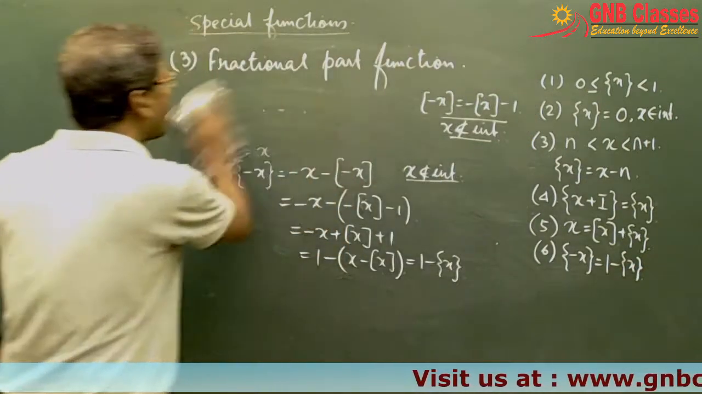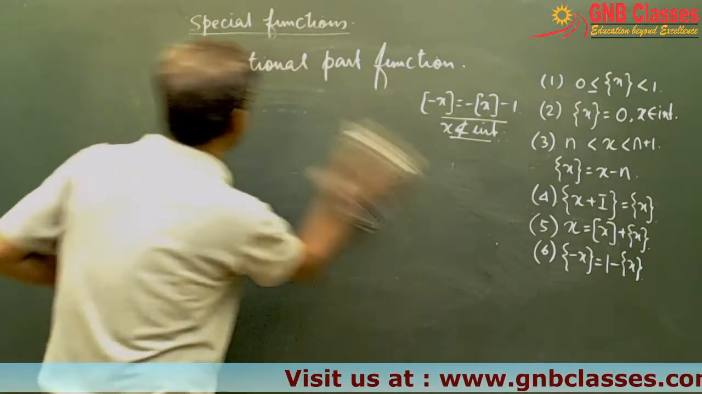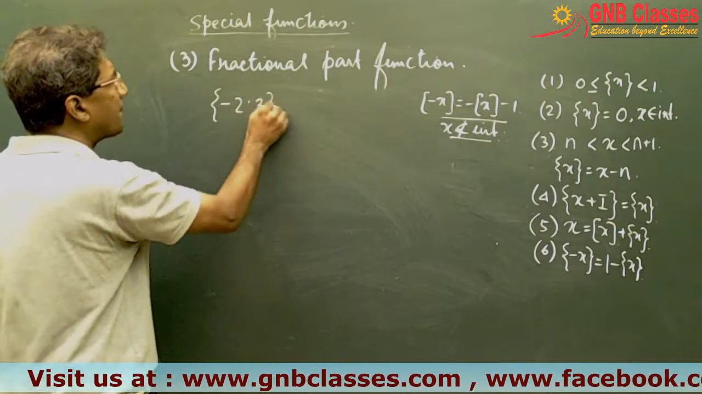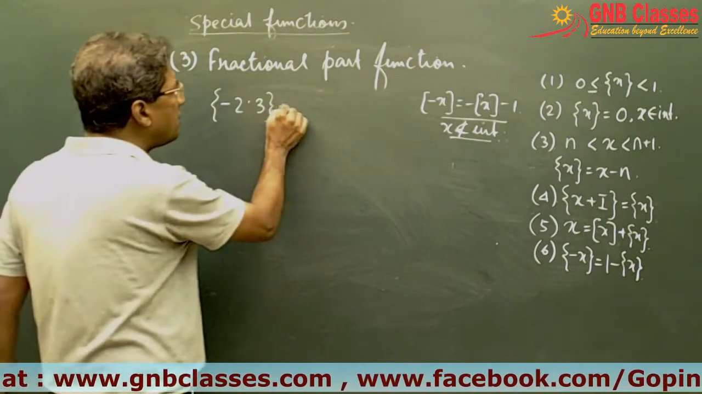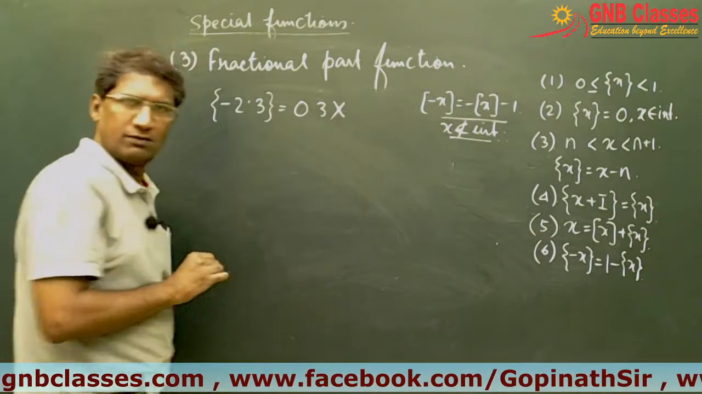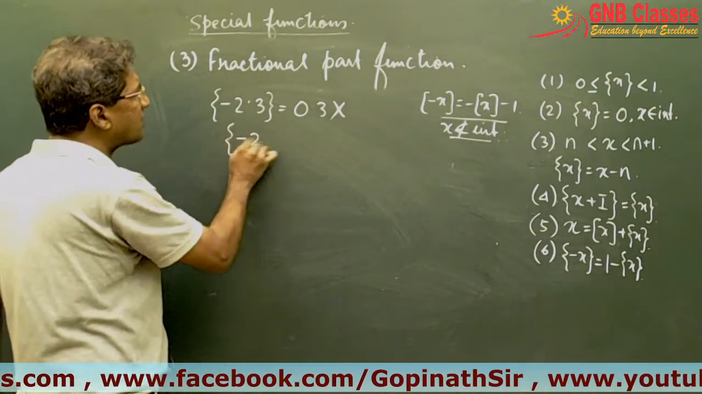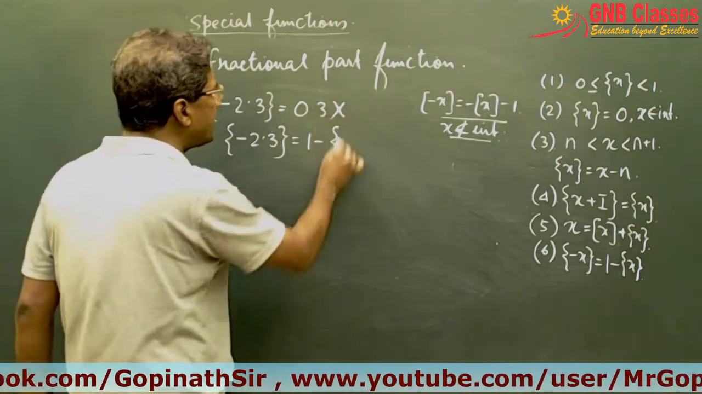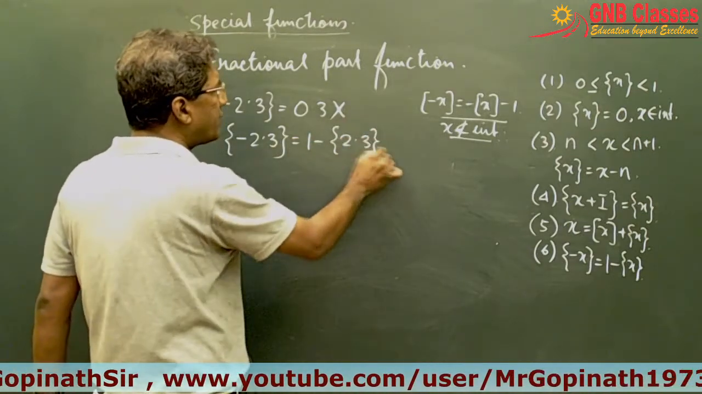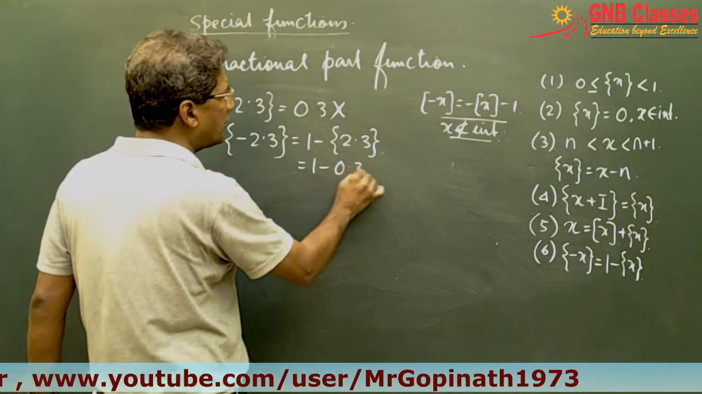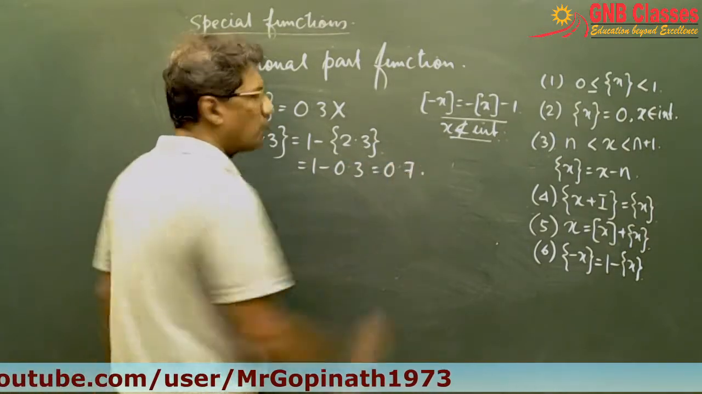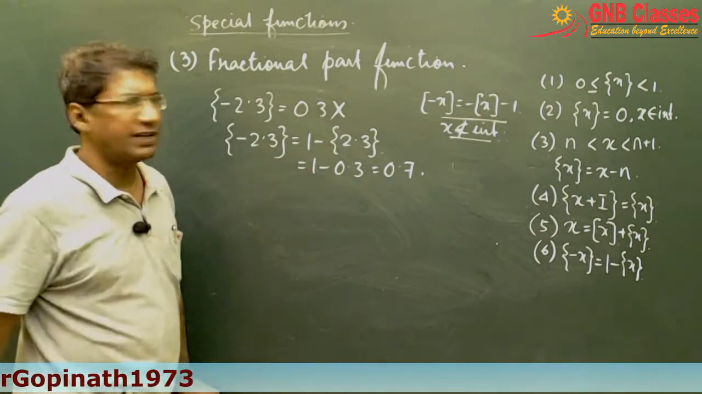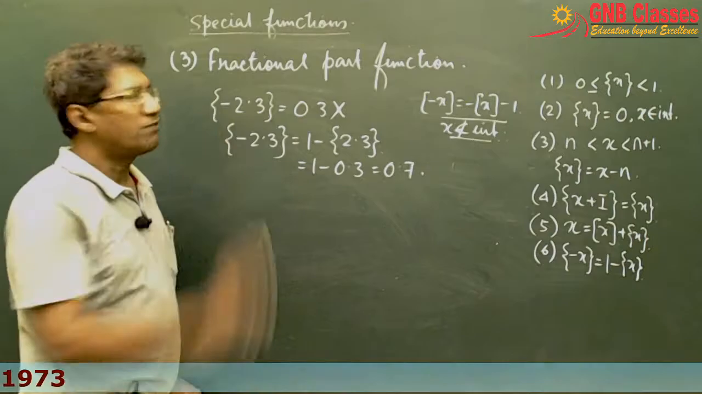That is, if I ask you, what will be the value of fractional part of say minus 2.3? Your answer will be not 0.3. That's wrong. Is it clear? So fractional part of minus 2.3 will be nothing but 1 minus fractional part of 2.3, which is nothing but 1 minus 0.3, that gives you 0.7. Is it clear to all of you? Have you understood this? So the sixth property we have to remember in case of fractional part function.